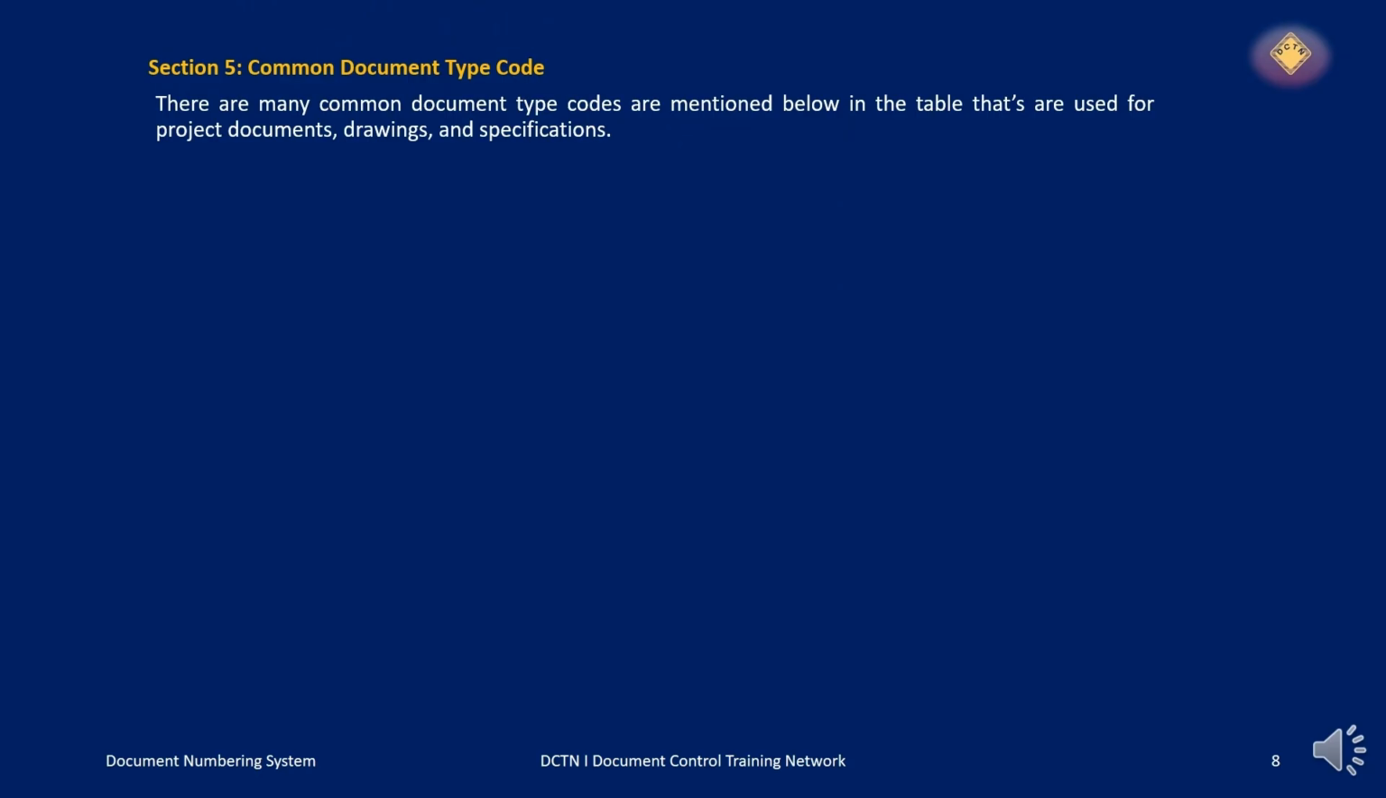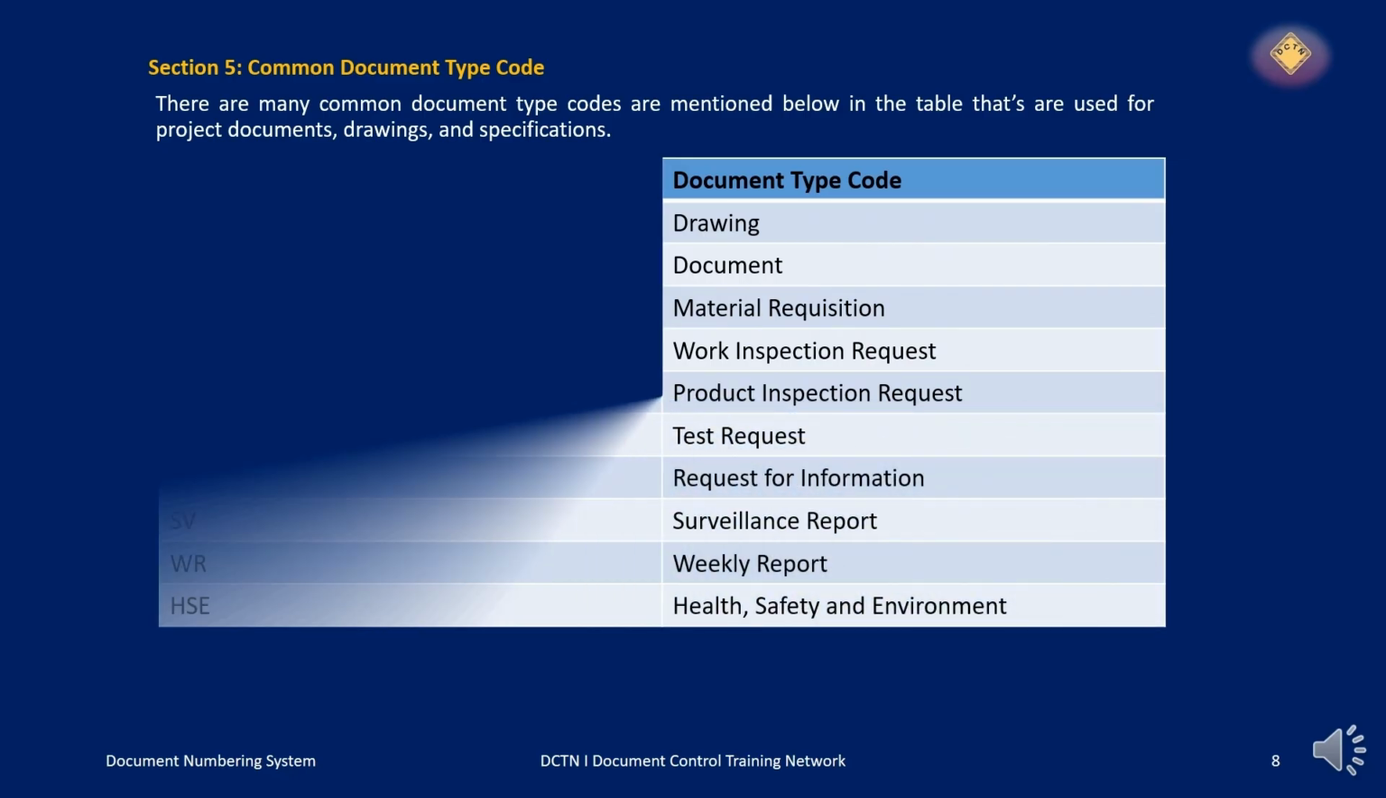Let us see common document type codes. There are many common document type codes mentioned below in the table that are used for project documents, drawings, and specifications. Look at the table here.